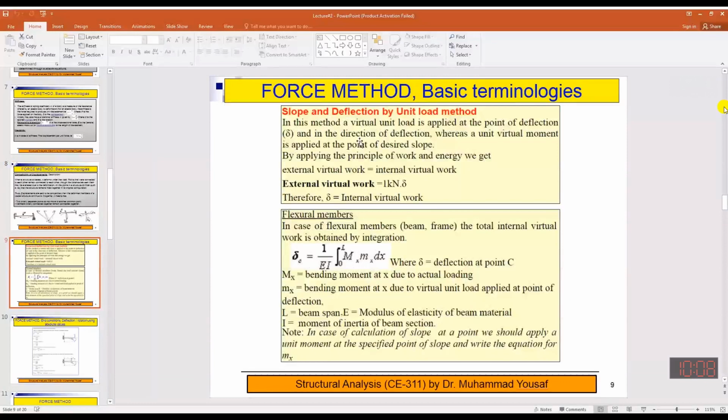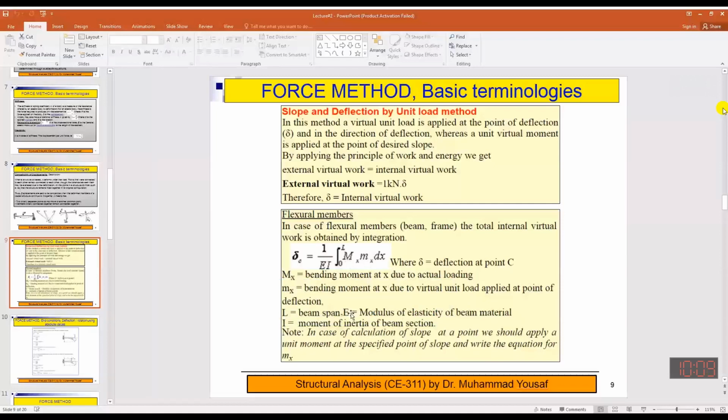Now in this case you can see that the delta is the deflection or the displacement. It can be found by M x, capital M, which resembles the effect of the load in terms of moments produced by the applied loading. Whereas small m is the bending moment due to the unit load that has been applied at the point of deflection. Okay, this is well known to you.